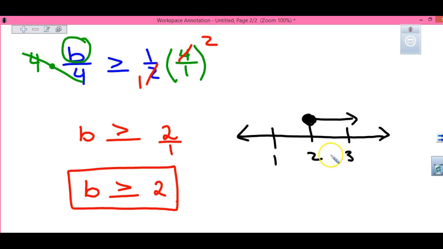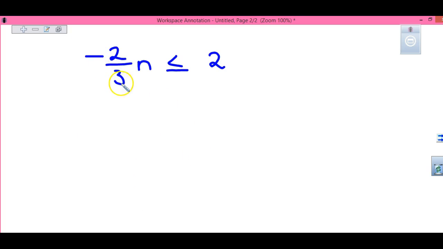Have we finished? No, we're still solving for n. What's the inverse operation? Divide by -2. When we divide by -2, what you do to one side, you do to the other, but we also have to remember that we have to flip the sign. We change the direction of the sign anytime we multiply or divide by a negative. So now n is greater than or equal to -3.